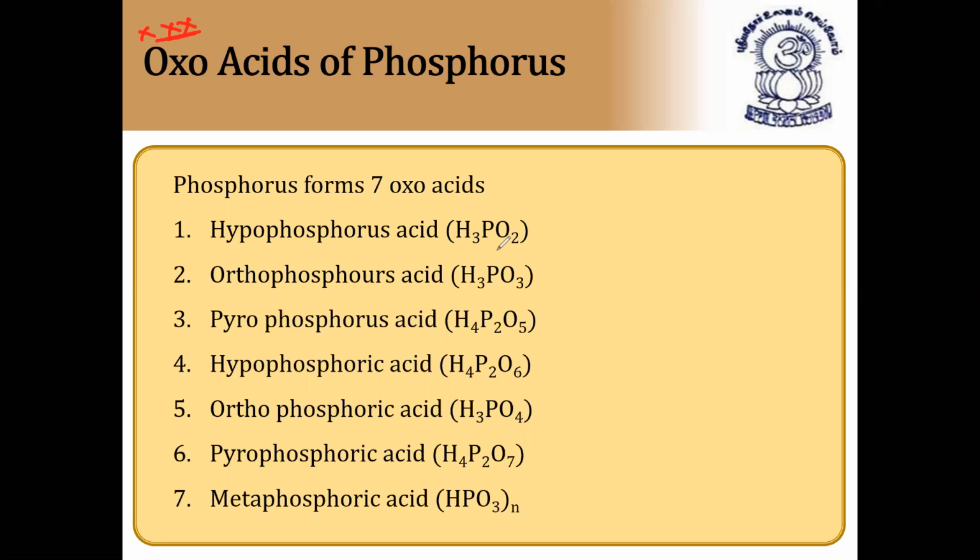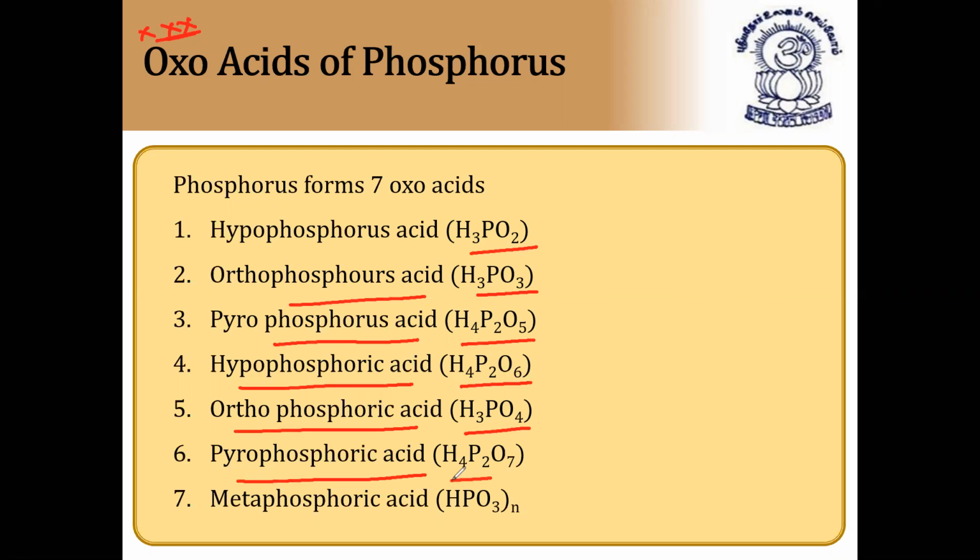So first, hypophosphorous acid H3PO2, orthophosphorous acid H3PO3, pyrophosphorous acid H4P2O5, hypophosphoric acid H4P2O6, orthophosphoric acid H3PO4, pyrophosphoric acid H4P2O7, and metaphosphoric acid (HPO3)n. So all these are very, very important. Phosphorus forms 7 types of oxo acids. Orthophosphoric acid is very important, and pyrophosphoric acid and metaphosphoric acid. These are the different varieties of oxo acids.